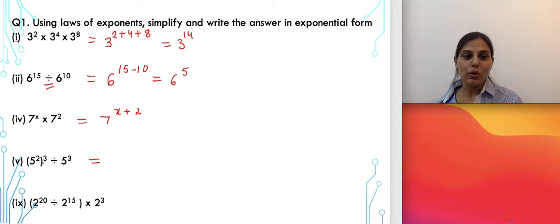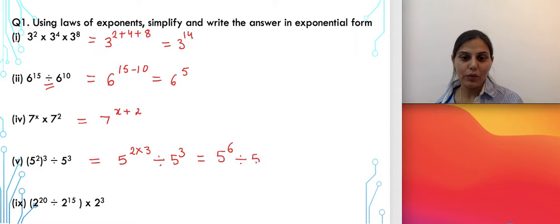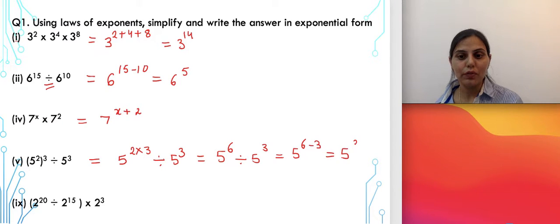Then in the next one, you can see there are two powers with the first base. So first we multiply both the powers. We can write this as 5 raised to power 2 multiplied by 3 divided by 5 cube, or this can be written as 5 raised to power 6 divided by 5 cube, which can also be written as 5 raised to power 6 minus 3 because the sign between them is division, or this can be written as 5 cube. I hope it is clear to you. Then let's see the next part.